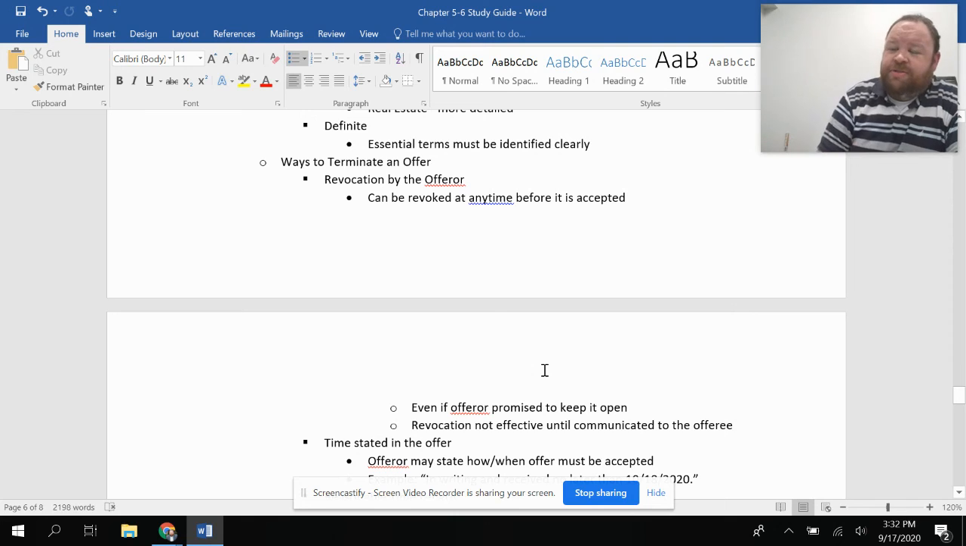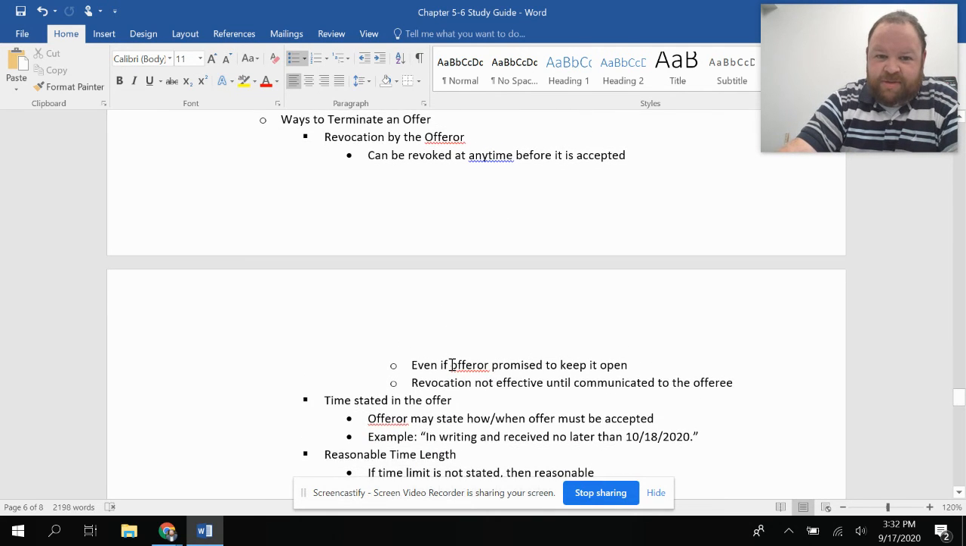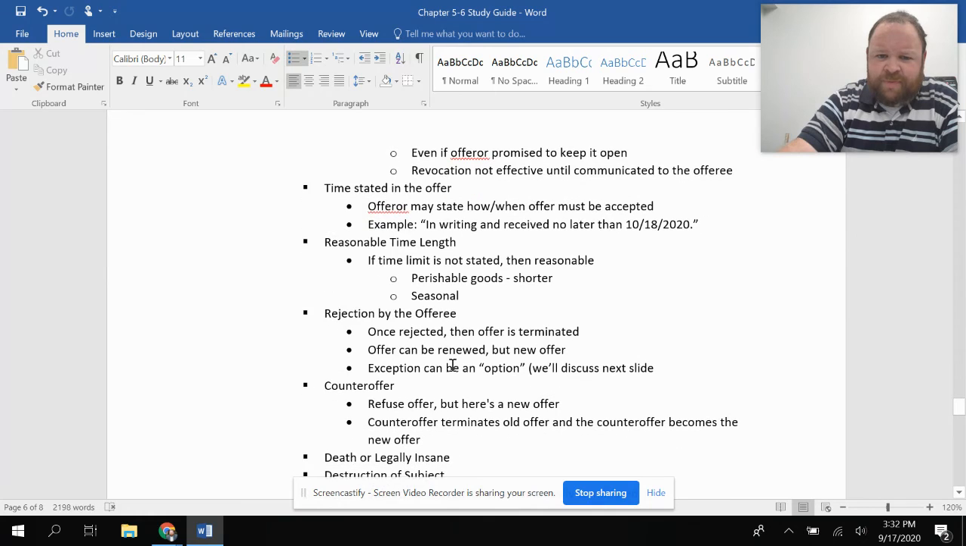So there are ways to terminate an offer, which is what we went over Wednesday and Thursday, right? Revocation basically means the offeror just wants to reject it. This is good anytime before the offer is accepted. Time stated in the offer: if there's something in the writing saying I have to receive it no later than this date, then if it's after that date, the offer is voided.